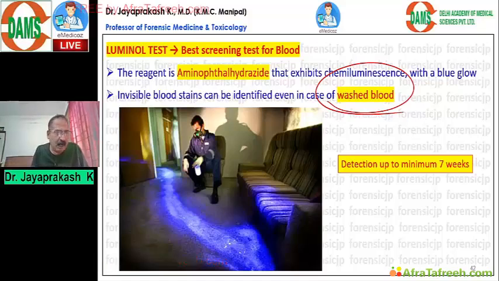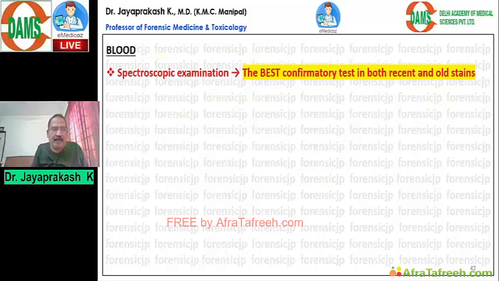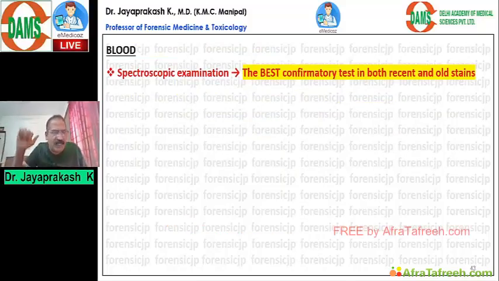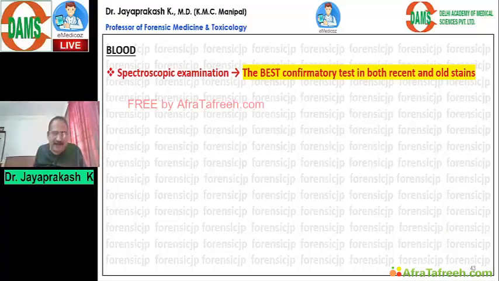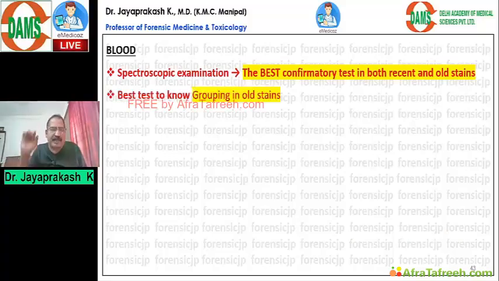Now, Sneha, you are asking about spectroscopy. Let me tell you, that was a screening or presumptive test. Now, for blood, spectroscopic examination is the best confirmatory test in both recent as well as old stains. Of course, you can do microscopy, but microscopy should be done as early as possible. Then you can do spectroscopic examination for confirmation.